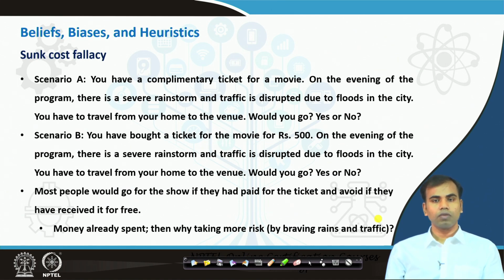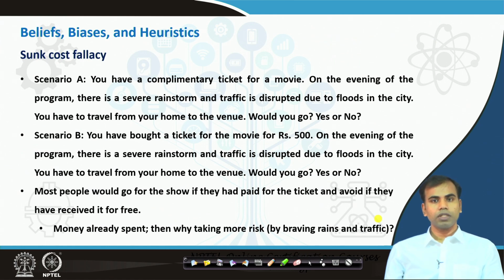In general, we have observed through some experimental evidence that when people spend money on buying the tickets, they would tend to go for the movie or the event or the program, and where they have received the ticket for free, which is basically the complimentary ticket, they would not like to go for attending the movie.